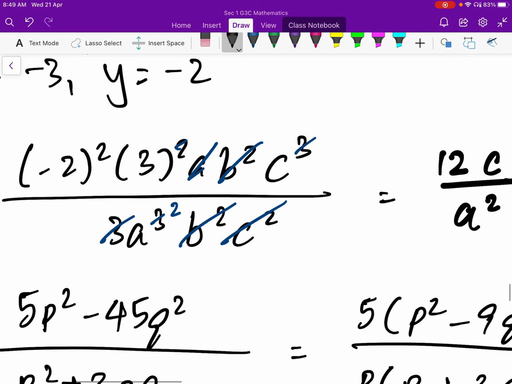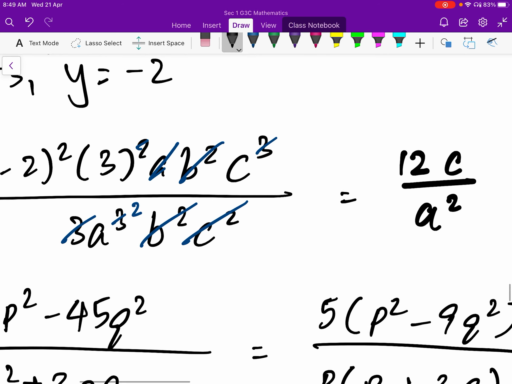Let's start with the numbers first. Always start with the numbers first. So 3 squared and 3, cancel, cancel. So no more 3 at the denominator. No more power 2. It is just 3 power 1, so we don't bother writing it down. Let's talk about the A term, the variable A. There is one A on top, there are 3 at the bottom. We can cancel one of them, so left with 2 at the bottom.